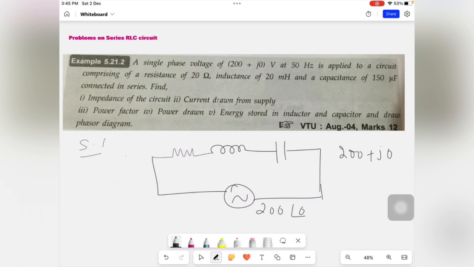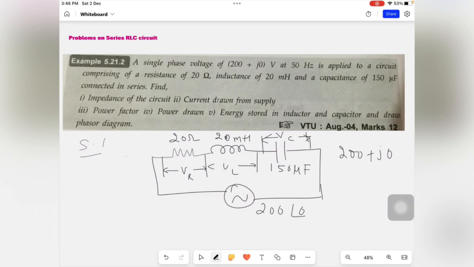And what is the value of resistance? Resistance value is 20. Inductor value is 20 millihenry. Similarly, the capacitor value is 150 microfarad. Now we have to calculate the drops: the voltage drop across the resistor, the drop across the inductor, that is VL, and similarly the drop across the capacitor, VC. Okay, and we can solve the problem. It goes like this.